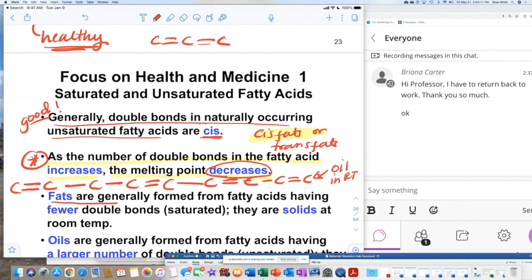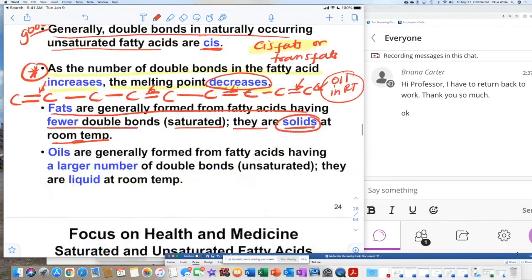So fats are generally formed from fatty acids having fewer double bonds, saturated. These are solids at room temperature. Once again, the kind of fat that's really hard at room temperature is not very good for you. The one that's oil is better for you. If you have a choice, choose the one that's oil-like or is soft at room temperature. That means it has a lot of double bonds, and double bonds are king.